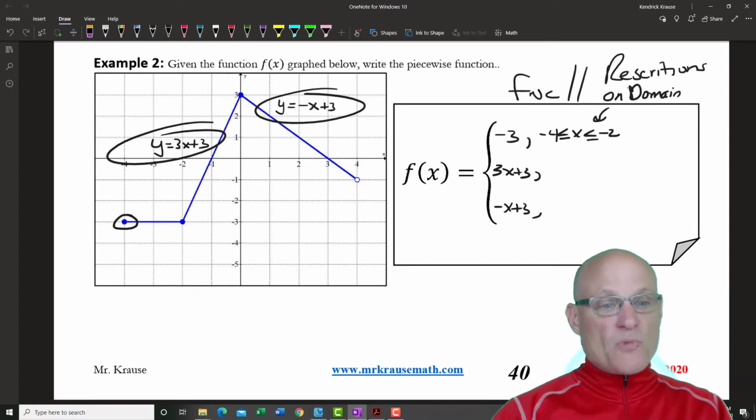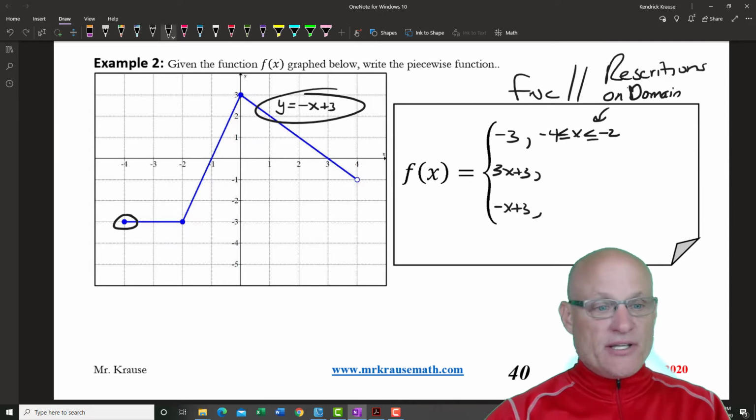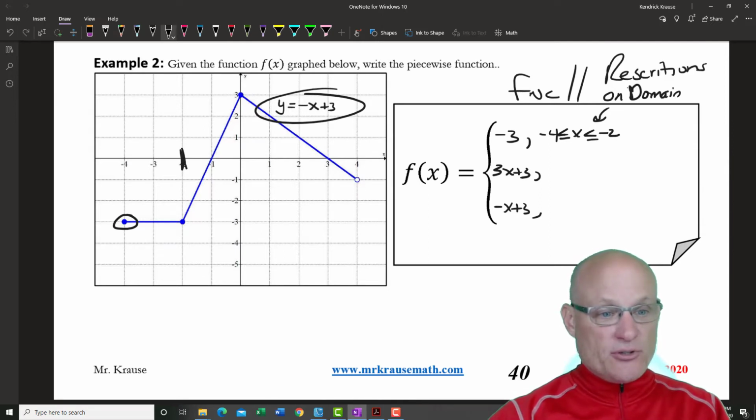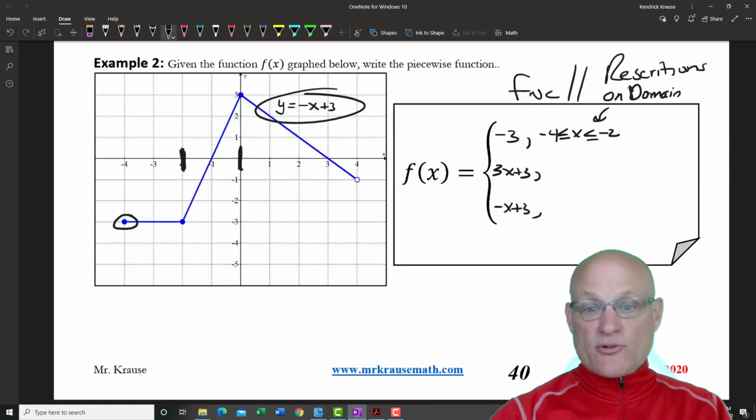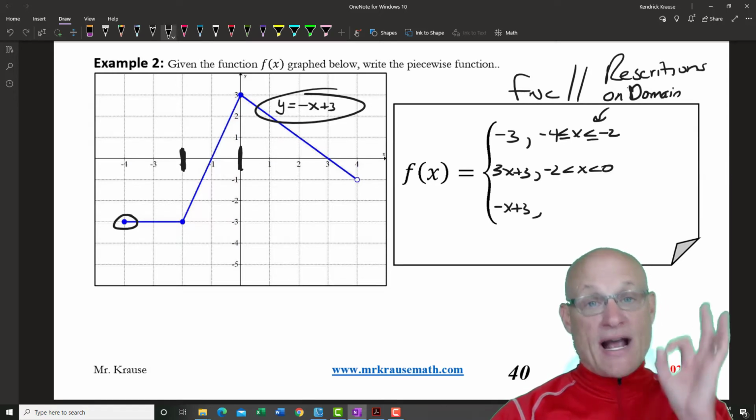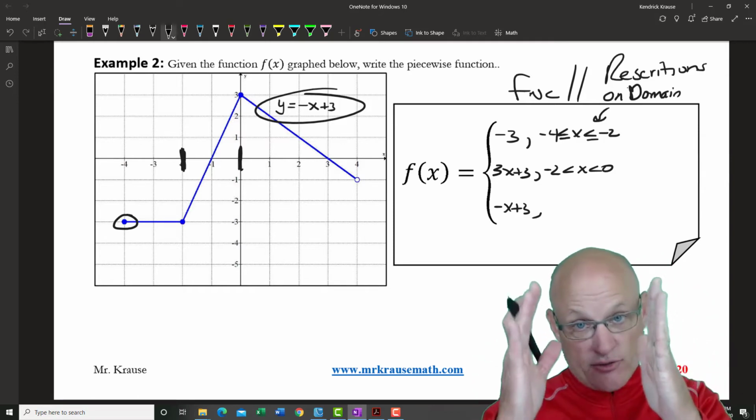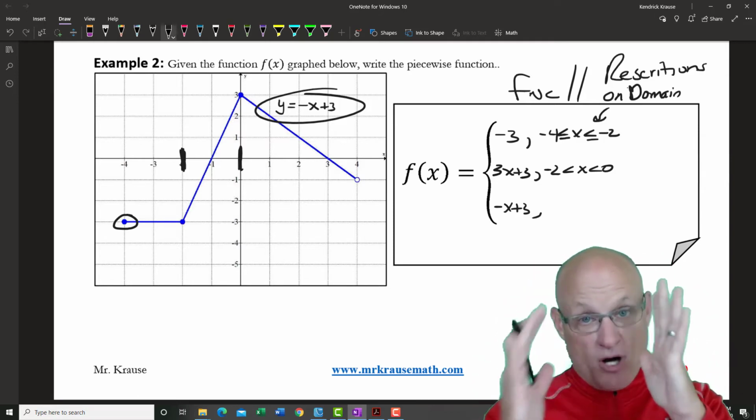So, where's the next piece? The next piece starts at -2 and ends at 0. So -2 less than x less than 0. Remember, those are x's in the middle. Anytime it's a chunk, start, end, x is in the middle, always less thans.